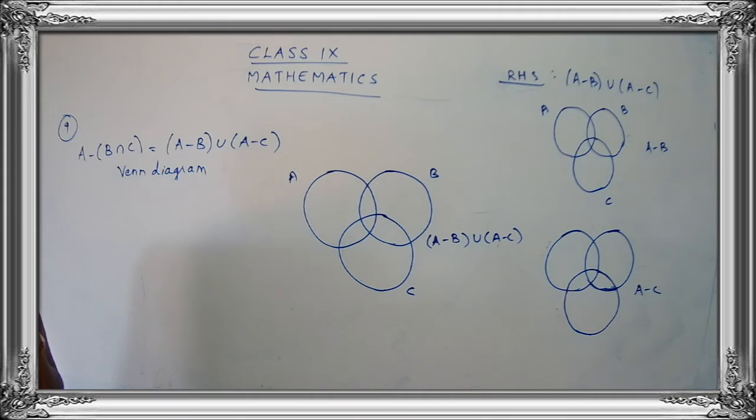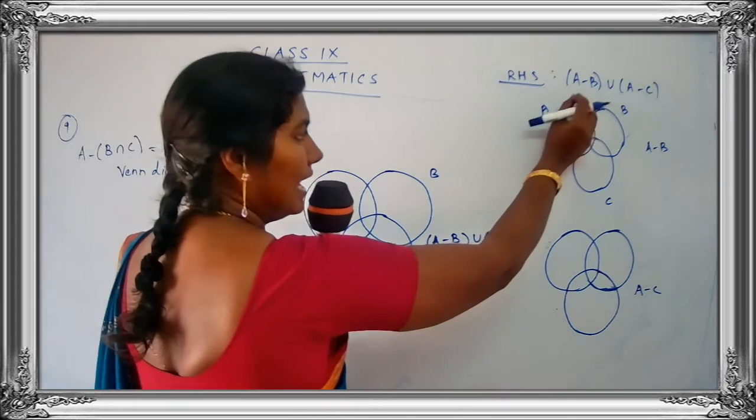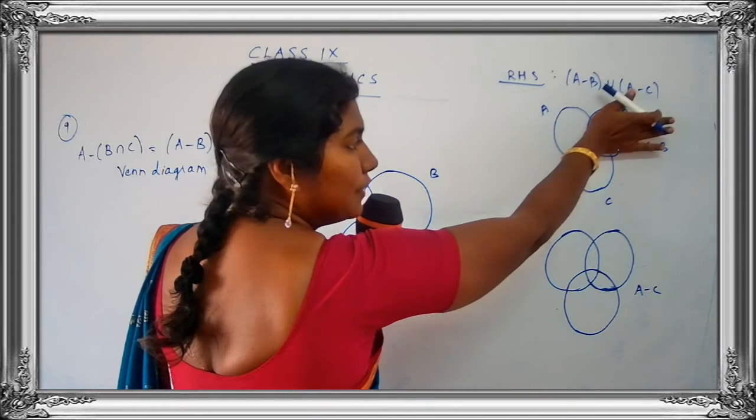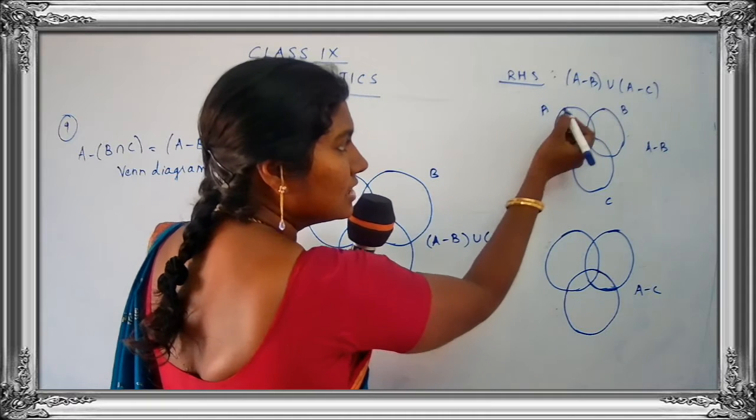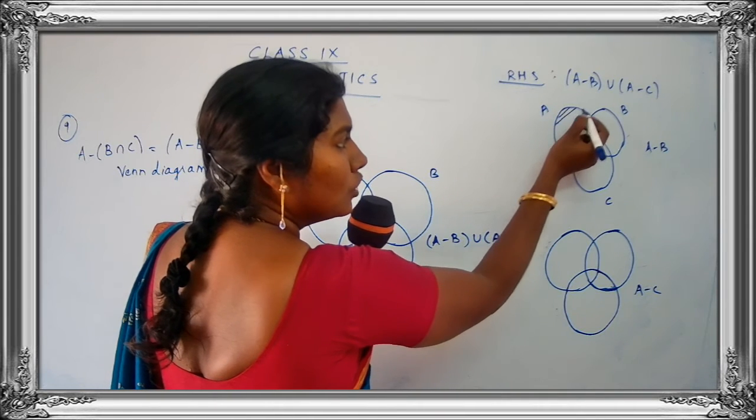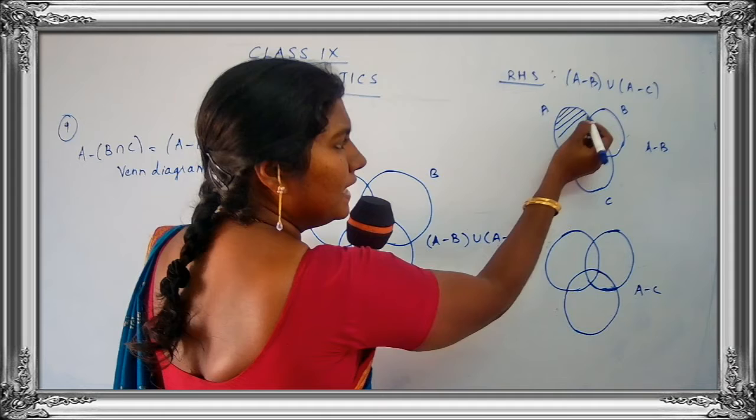What do you mean by A minus B? I want A, I don't want B. I want A, but I don't want B. That means I don't want B at all. So just shade the A part. Do not go for the B part.